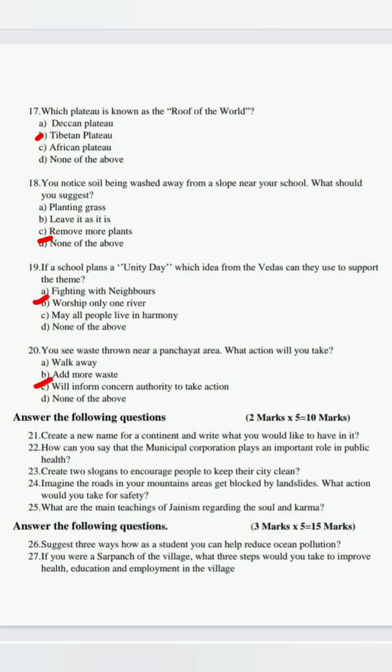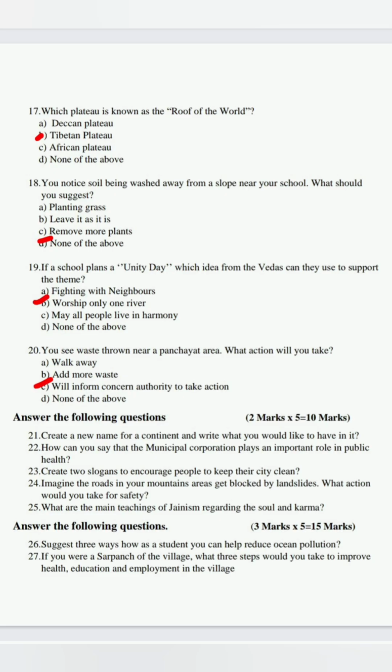Question number 20. You see waste thrown near a panchayat area. What action will you take? Options are A. Walk away, B. Add more waste, C. Will inform concerned authority to take action, and D. None of the above. And the correct option is option C. Will inform concerned authority to take actions.